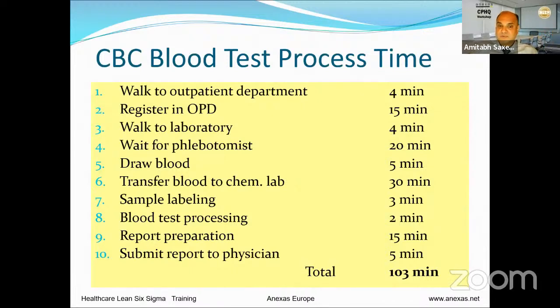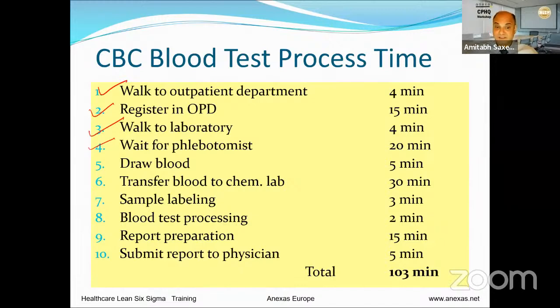A typical blood test process, not necessarily in the technically correct way of presenting, but I'm just trying to give you a very brief overview. You'll find that walking to outpatient, OPD, is not adding any value. What is the value we are looking at? We are looking at the value of what the patient is looking at, or the physician is looking at from the blood test? He's looking at the status of health. I want to know the status of health of the patient, and that is the value. Now, walking to OPD, registering in OPD, walking to lab, they are all not adding any value, unfortunately.